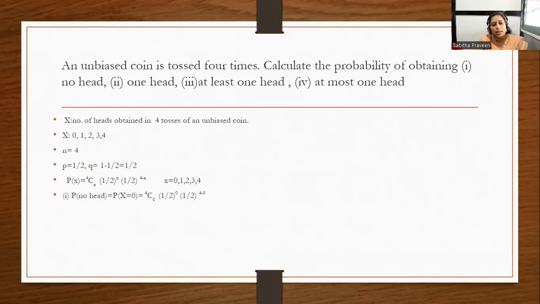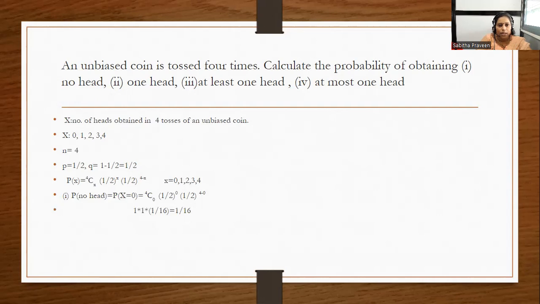Then our first question is the probability of no head. That means the number of heads is equal to 0, so P of x is equal to 0. In place of x, we'll have 0 because x denotes the number of heads. So 4C0, 1 by 2 raised to 0, 1 by 2 raised to 4 minus 0. We know 4C0 is 1, 1 by 2 raised to 0 is also equal to 1, and 1 by 2 raised to 4 is equal to 1 by 16.